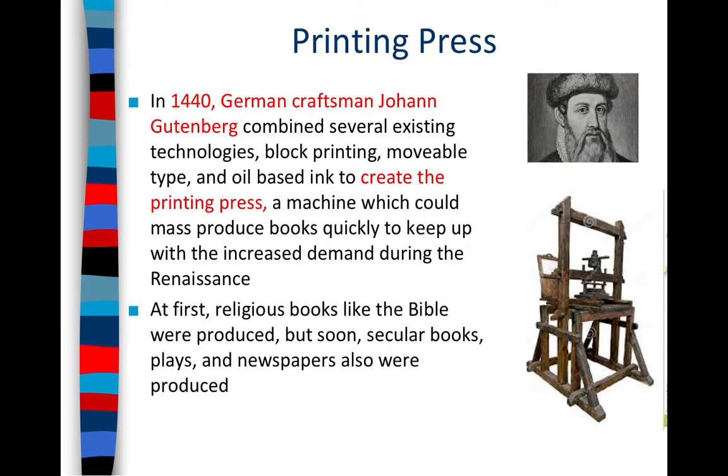The printing press. In 1440, German craftsman Johann Gutenberg combined several existing technologies, block printing, movable type, and oil-based ink, to create the printing press, a machine which could mass-produce books quickly to keep up with the increased demand during the Renaissance. At first, religious books like the Bible were produced, but soon secular books, plays, and newspapers were also produced. Because of the printing press, information was able to travel so quickly, and more books were able to be put in the hands of the common people.